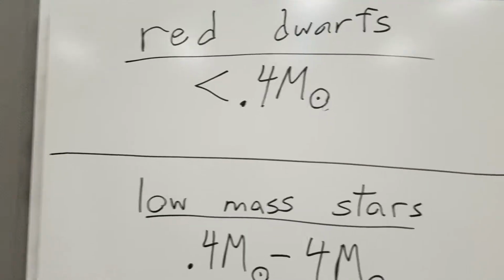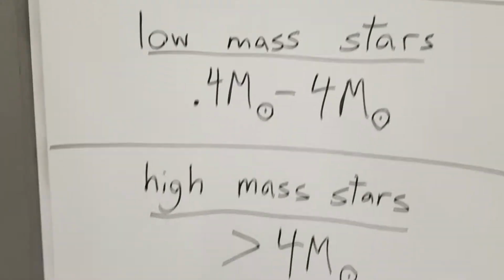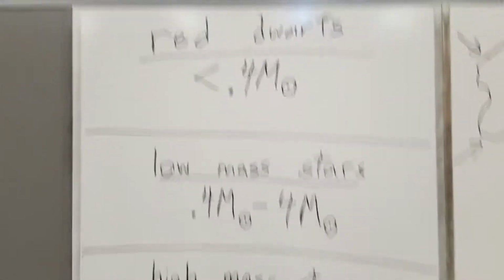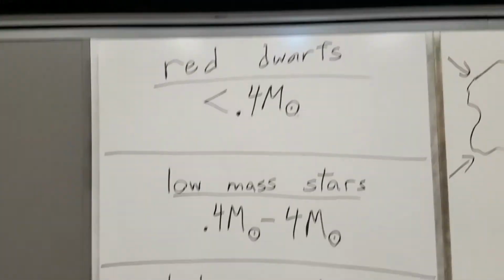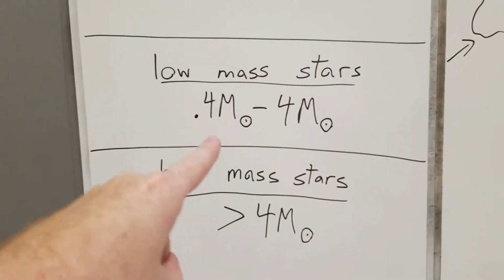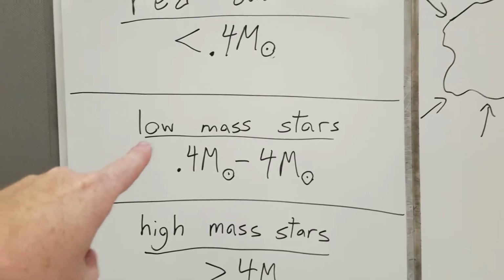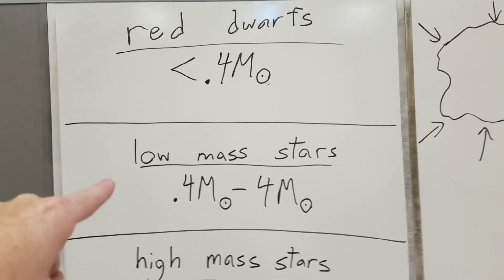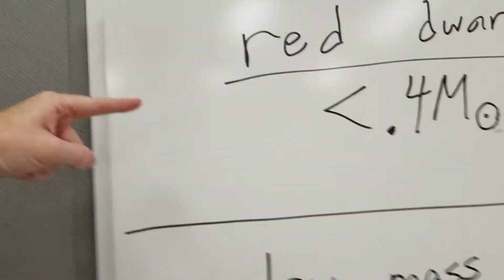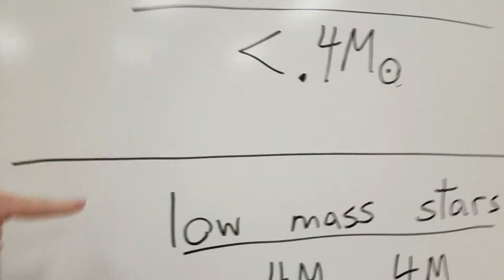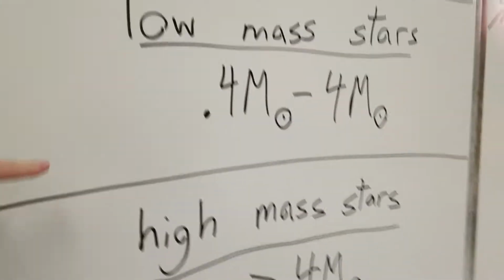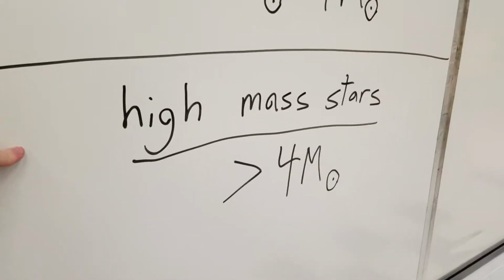Now, one word of warning. These names are a little bit confusing because if I asked you which one of these would be the lowest mass, you might say low mass stars. But remember, low mass is actually the medium category. You might want to call these small for red dwarfs, medium for low mass stars, and large for high mass stars.